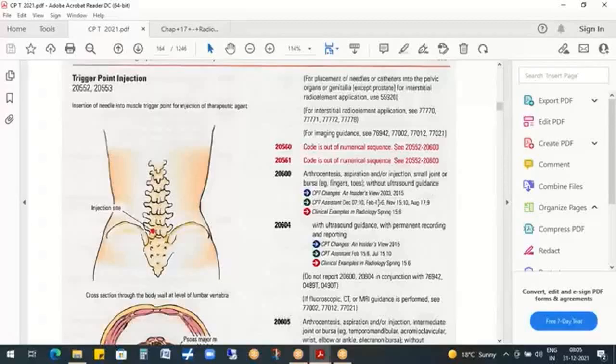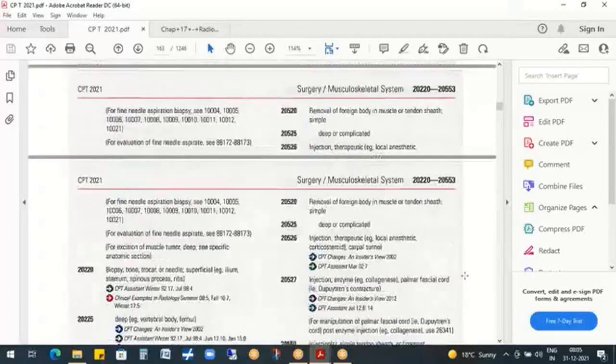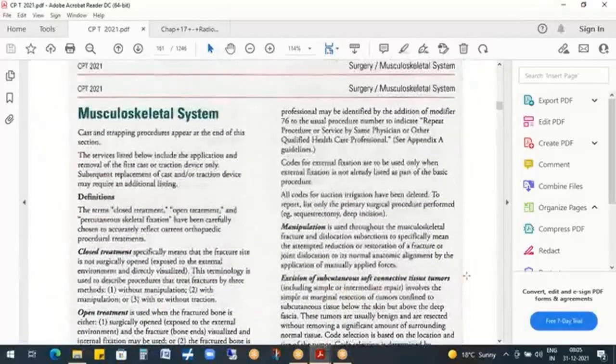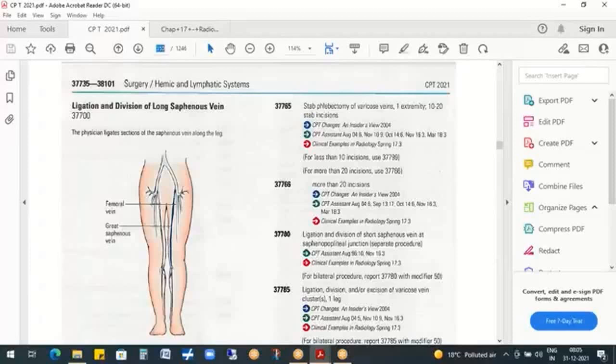We can code guidance separately when it is not a part of the procedure or not a part of the code description. Generally, they will document it clearly in the code: guidance is used, imaging guidance is used, ultrasound guidance is used, fluoroscopic guidance is used. At that time, do not code it separately. Understood, everyone? One more example I will show you.